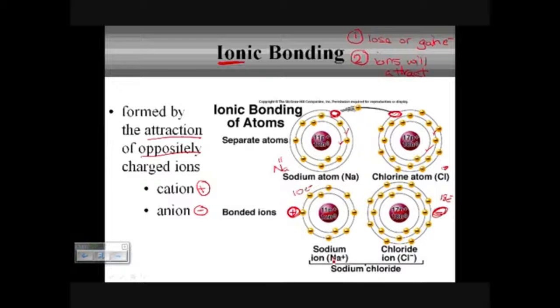So now we have 2 ions. We've got a sodium ion and we have a chlorine ion. And what's going to happen there is we're going to go up to that step 2. The ions will attract. Opposites are going to attract to one another. So they're going to draw together, and what we're going to get is sodium chloride. We're going to have NaCl.